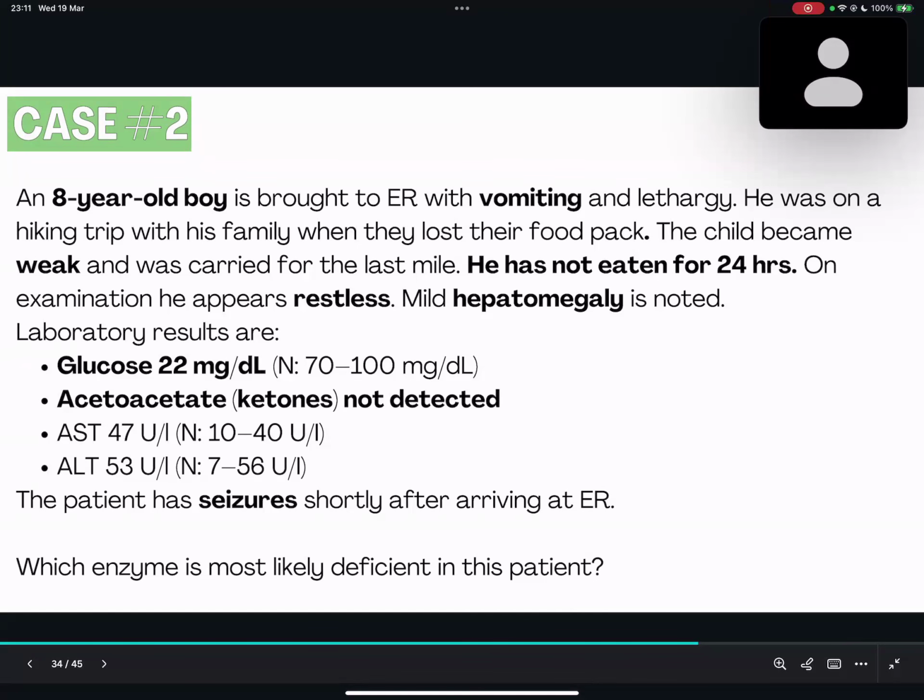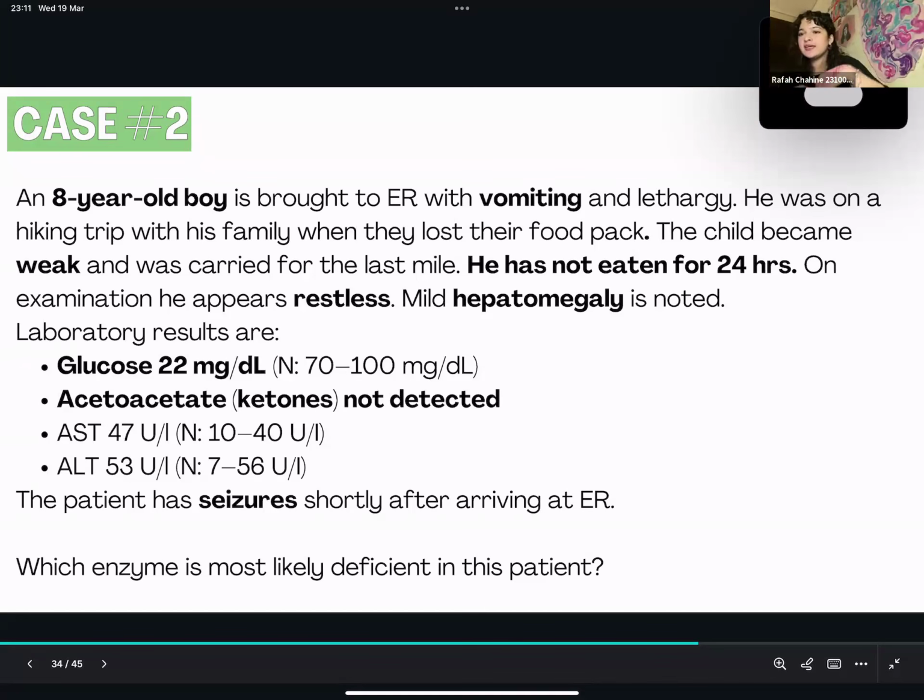Okay, so you said it would get exacerbated with the fasting. It would have hypoglycemia and no ketones would be detected, as well as the hepatomegaly because of the steatotic liver. Exactly. Okay. So this is an MCAD deficiency. This patient has hypoketotic hypoglycemia.